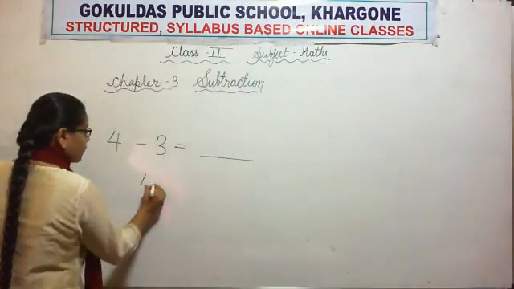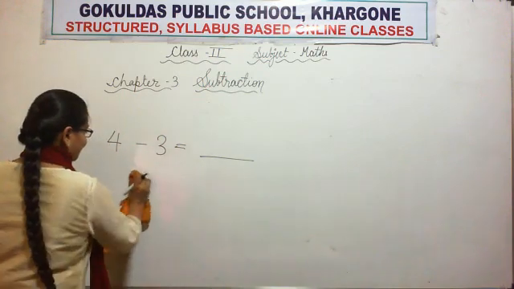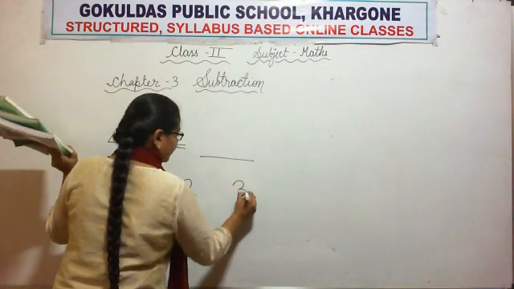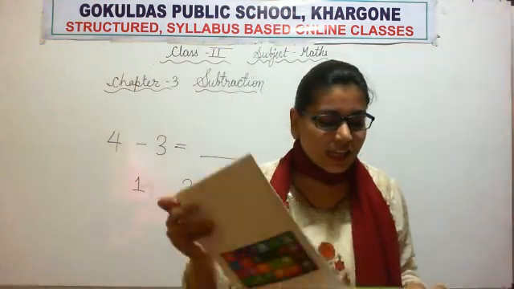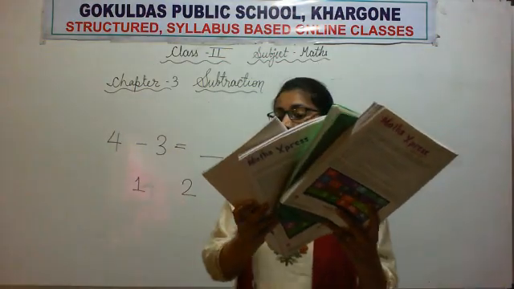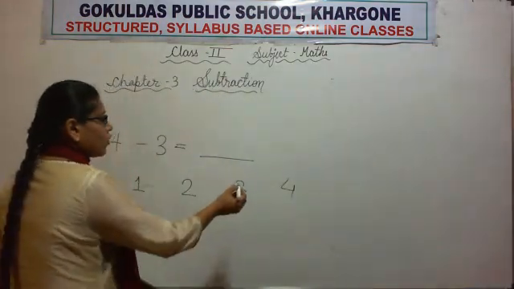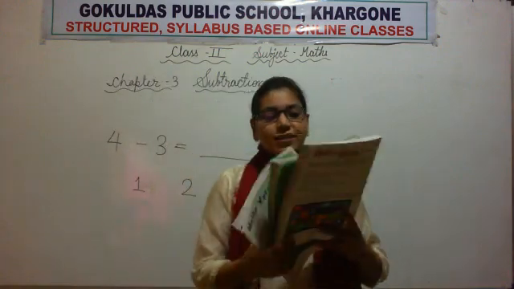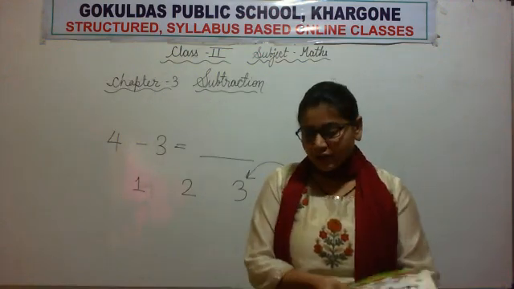Let me write it also. Okay. So we have these 4 books. Now, if we remove 1, we have to remove 3. So we must have 3 books. Let's check how many books. 1, 2 and 3. 3 books are there.